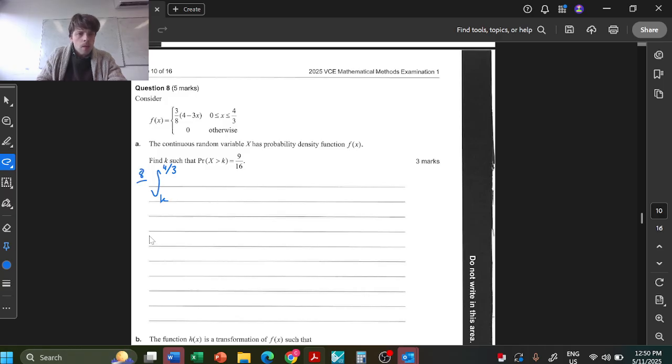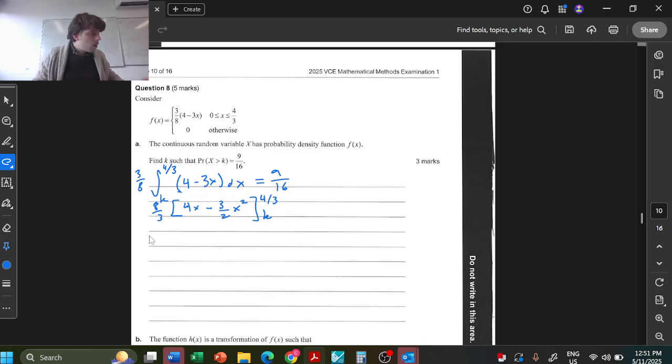I'm just going to take out the 3/8 right from the get-go, because otherwise it's going to get messy. Of 4 minus 3x dx must be equal to 9/16. All right, so now we need to evaluate that integral. Again, we'll leave that 3/8 at the front here. We're going to step up the power, so that's 4x minus 3/2 x squared from k up to 4/3.